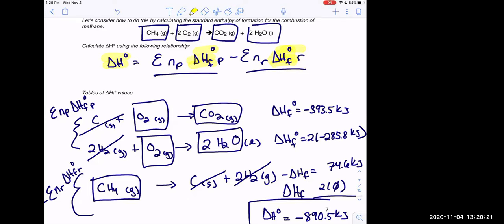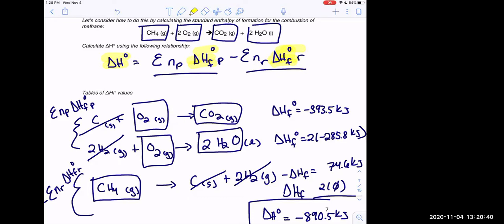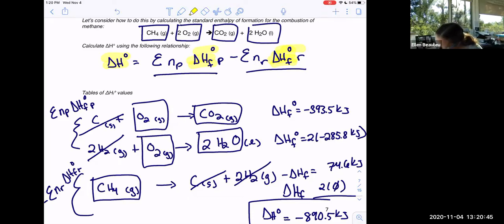I tried to do the numbers and I didn't get the same numbers. So you did the negative 393. Is it plus the 2 times negative 285? Did I not plug things into my calculator correctly? I think I'm plugging it in wrong. So negative 393.5 plus 2 times negative 285.8 plus 74.6.